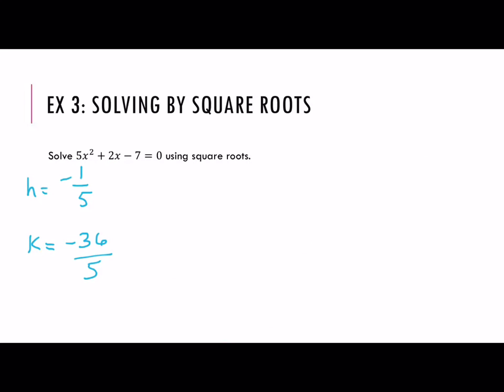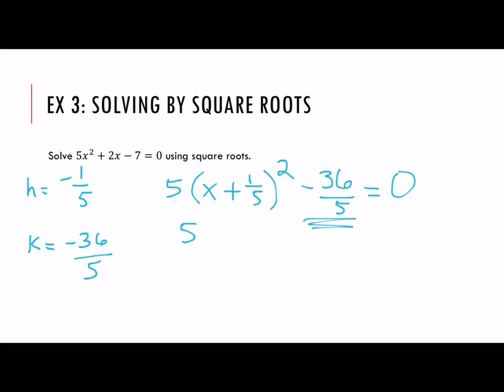So next I'm ready to write this in vertex form. So I have a is 5 times x minus negative 1/5, so that's going to be a plus, squared, and then plus k, so plus a negative 36/5, and that equals 0. All right, so next we want to get the square root, or I'm sorry, the squared part by itself. So the first thing to do is add k to the other side.